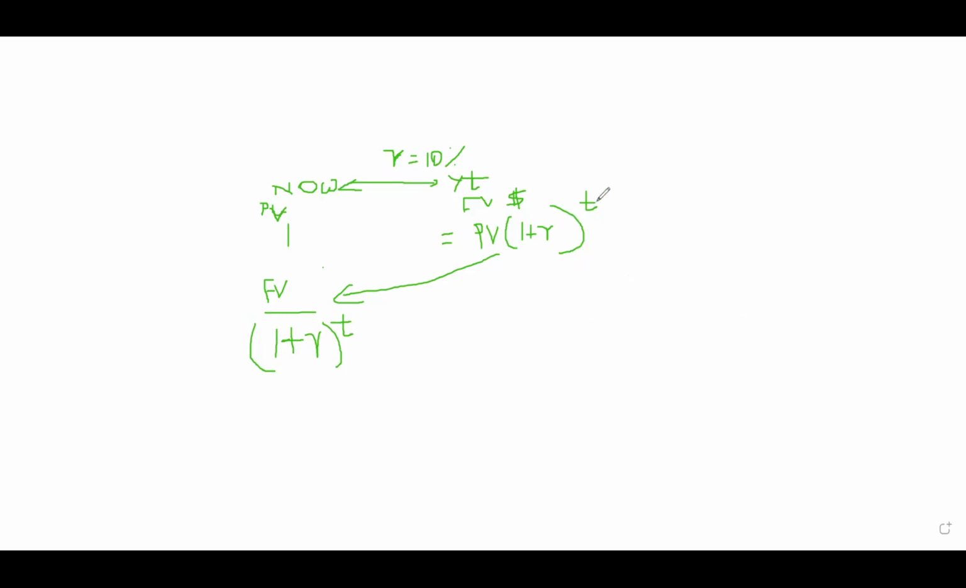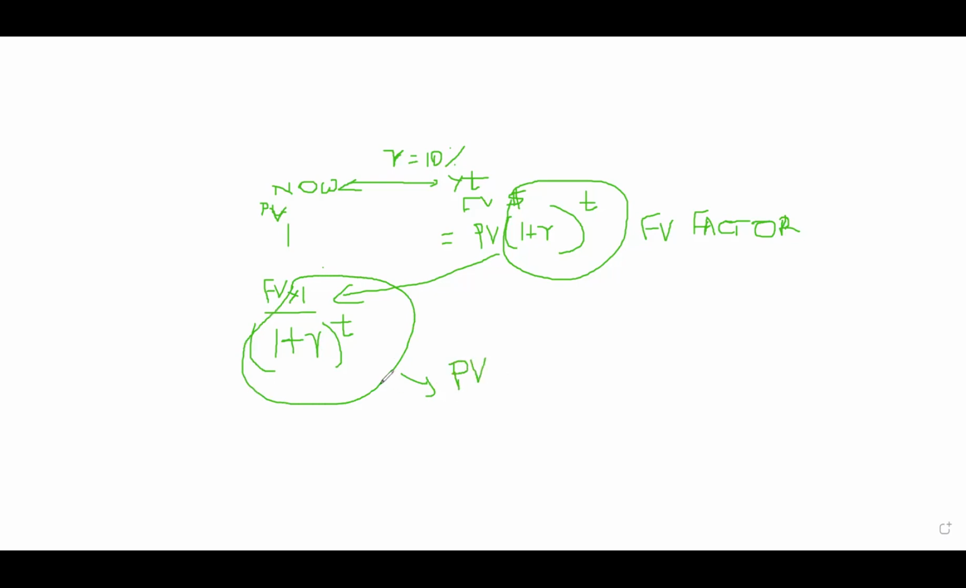So here, what I call this part, 1 plus R to the power T, is the future value factor, FV factor. And 1 divided by 1 plus R to the power T, this is called the present value factor or the discount factor. Present value factor, also called the discount factor.